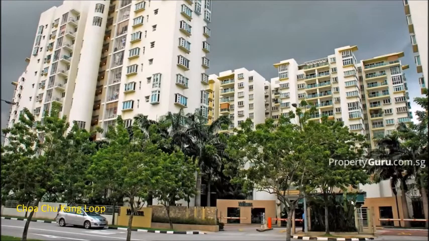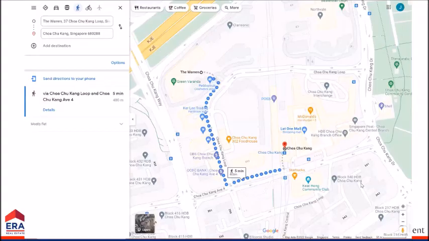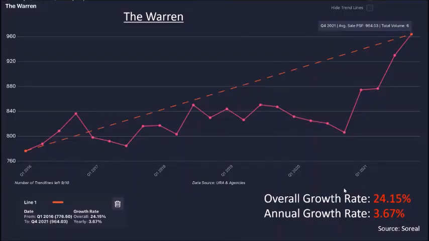Okay, this one is the Warren, the Warren at Choa Chu Kang Loop. So Choa Chu Kang Loop is 400 meters away, a 5 minute walk. This is the growth rate. It is better than your 11.34 and 2.17%. Okay, this is the data for the Warren. Now, finally we have come to Arden.